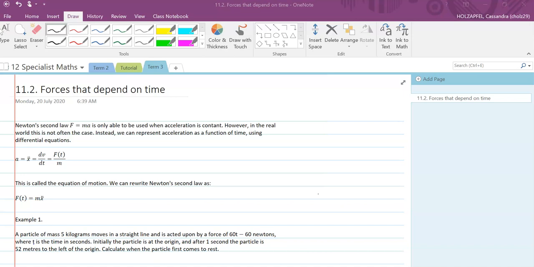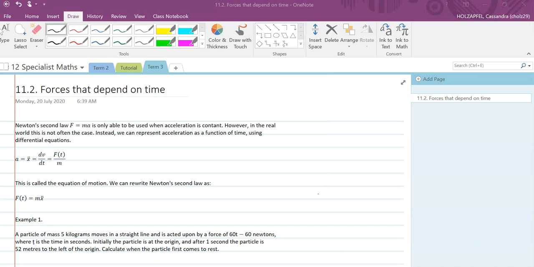So instead what we can do is represent acceleration as a function of time, and we can do that using differential equations. So acceleration is equal to the second derivative of x, which in this case represents displacement, or we could write this as the change in velocity over the change in time, or we could represent this as our force as a function divided by our mass. So this is called the equation of motion.